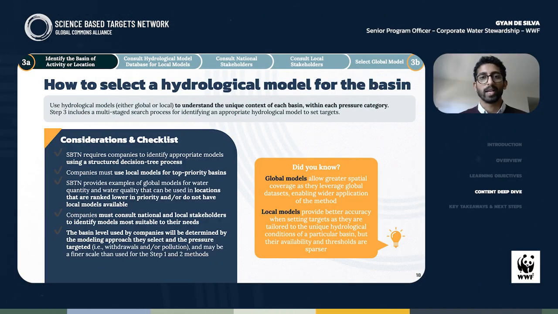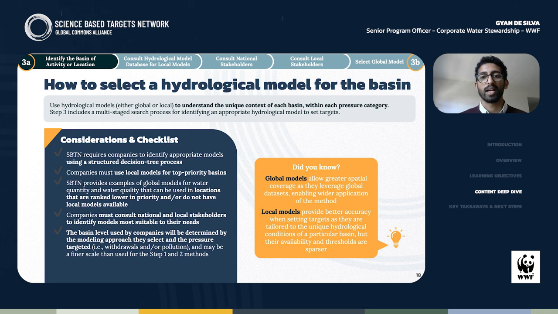Within water quantity and quality pressures, SBTN distinguishes two types of models, global models and local models, to understand the unique context of each basin. Global models allow wider application of the method due to greater spatial coverage. The availability of local models and thresholds is sparser, but they will provide better accuracy when setting targets compared to global models. SBTN requires companies to identify appropriate local models for their top priority basins.